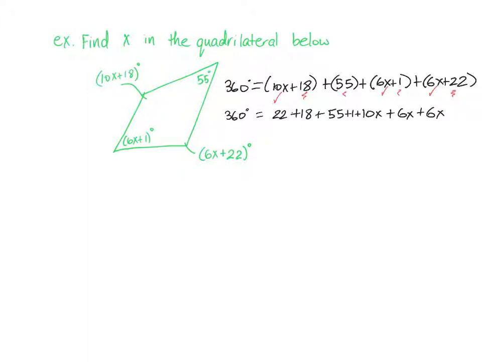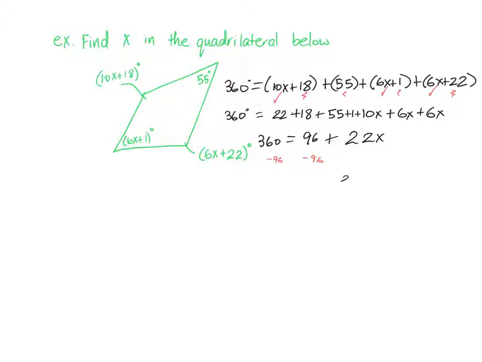All right, so when we add 22 plus 18 plus 55 plus 1, we should get 96. And when we add 10x plus 6x plus 6x, we should get 22x. And that is equal to 360. So now we're trying to isolate our x. We need to get x alone. So we have to go ahead and subtract 96 from that side, and whatever we do to one side, we have to do to the other side as well.